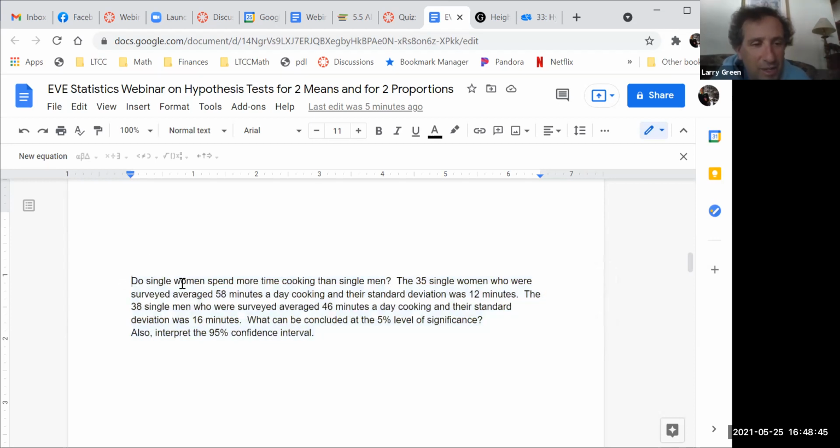And that is, do single women spend more time cooking than single men? Maybe true, maybe not. Okay, the 35 single women who were surveyed averaged 58 minutes a day cooking, and their standard deviation was 12 minutes. The 38 single men who were surveyed averaged 46 minutes a day cooking, and their standard deviation was 16 minutes. What can be concluded at the 5% level of significance? Also interpret the 95% confidence interval.